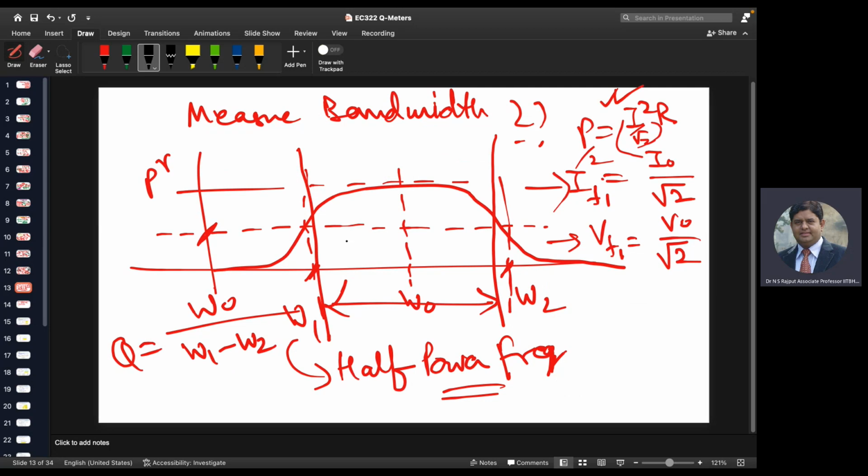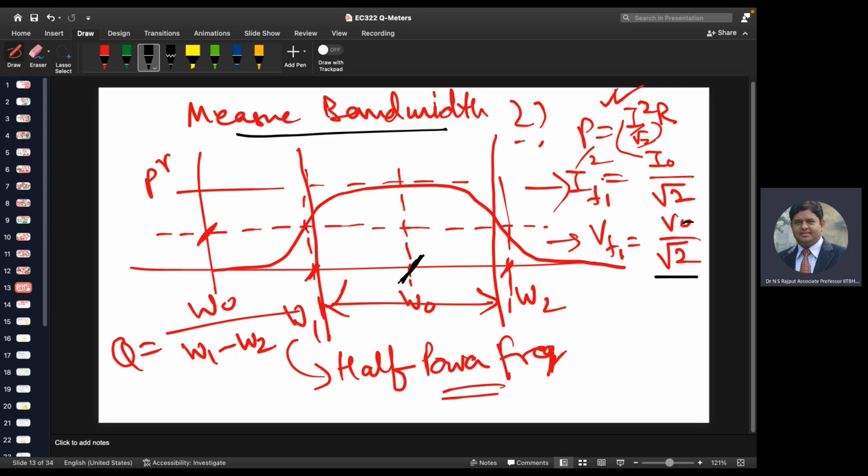Acha, regarding the bandwidth, what happens? How to measure the bandwidth? We have the center frequency as omega naught. Now I want to know how much is the bandwidth of my circuit. Bandwidth is defined by the half power frequency, and at that half power frequency, the effective voltage VF1 will be equal to V naught by square root 2, and similarly the current will also be 1 by root 2. So that is known as the half power frequency, the bandwidth.